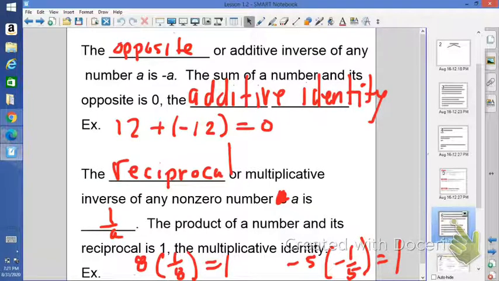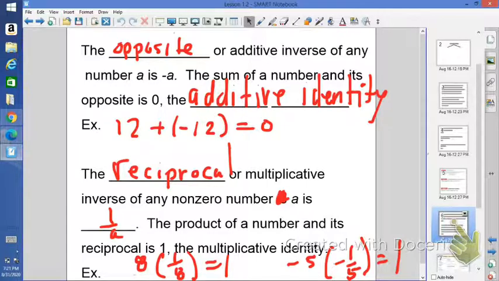The opposite or additive inverse of any number a is negative a. So when we talk about opposites, what's the opposite of 3? Negative 3. What's the opposite of negative 10? 10. Alright, so that's what an opposite is. The sum of a number and its opposite is 0, and we call that the additive identity. So if you take two opposites and you add them together, you get 0. And you can see that in the example. 12 plus negative 12 gives you 0.